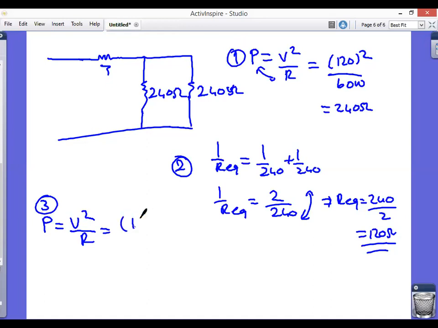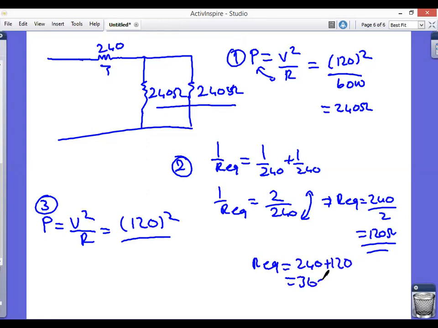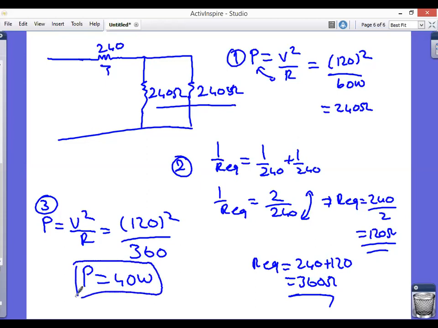Our V again is 120 squared over, we found the equivalent resistance for these two as 120, and we had 240 over here, right? So when we add them, 240 plus 120, it's going to be 360 ohm. So let's divide by 360. When we do this, you're going to get the power for each bulb as 40 watt. So it's going to be 40 watt over here, 40 watt over here, and 40 watt over here. This is going to be the power.